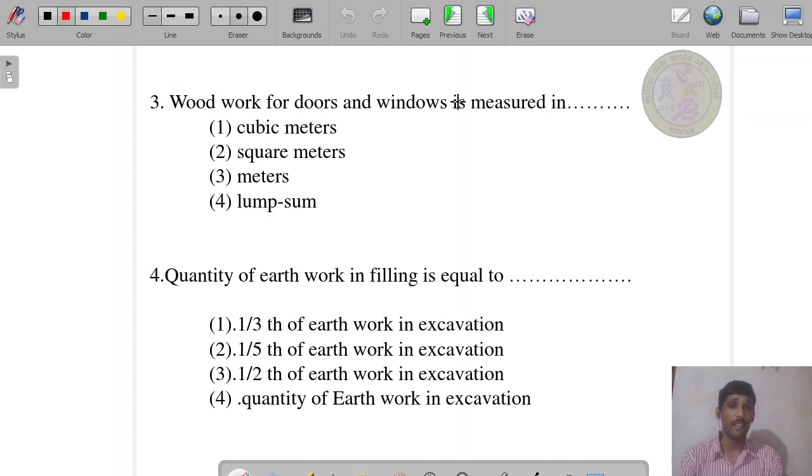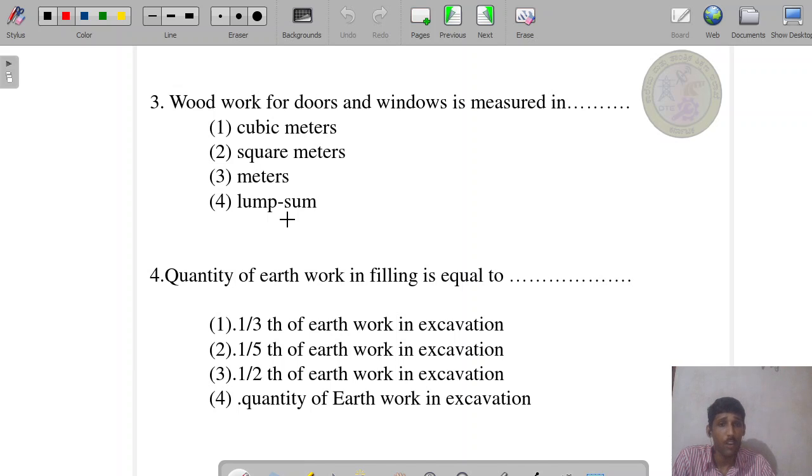Next, question number 3. Woodwork for doors and windows is measured in dash. The options are: cubic meters, square meters, meters, lump sum. Lump sum means something like a lump sum of 100 rupees or 200 rupees. Which is the correct answer? Woodwork is generally measured in terms of cubic meter.